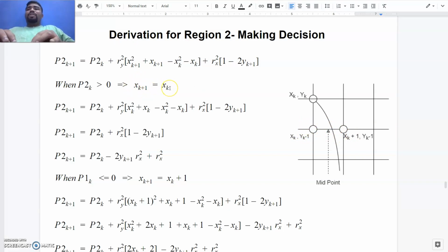This is x next equal to xk. So I'm just going to replace that. When I replace that, a lot of terms get eliminated right away. Finally, what I'm left with is just p2k plus 1 equal to p2k minus 2y of k plus 1 rx square plus rx square. So this is what is left.